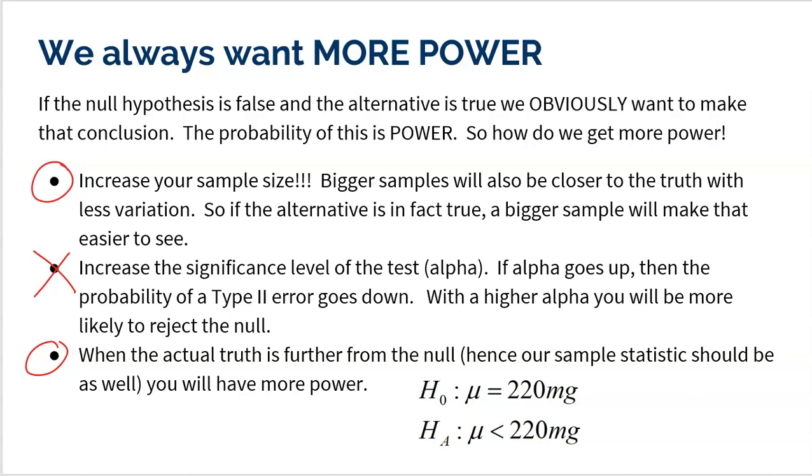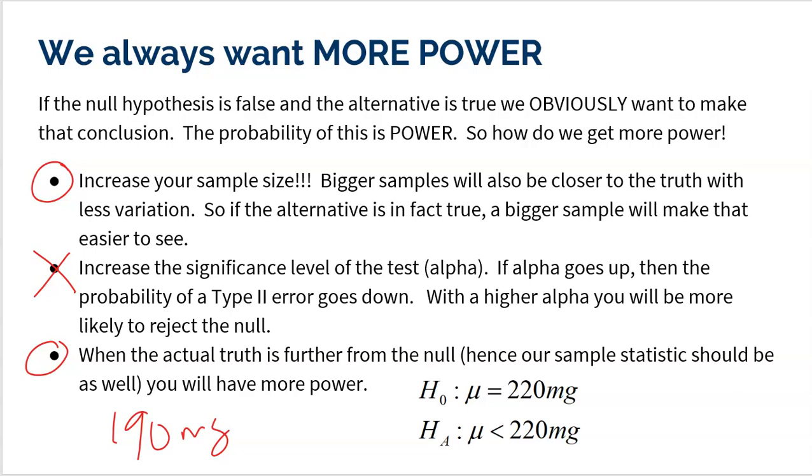So let me give you an example. If the truth was actually 190 milligrams, if that was really the truth, that is way far away from the null. So if that's the truth, then samples should show me that, because that's what samples do. They reflect the truth. And then I'm going to be like, oh my gosh, wow, this is really less than the null. I'm going to reject it. So bigger sample sizes will give us more power. And if the truth is really far from the null, then we should see that and hence reject it and go with the alternative.